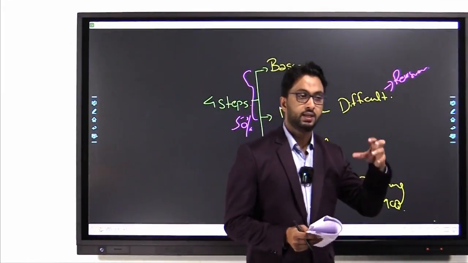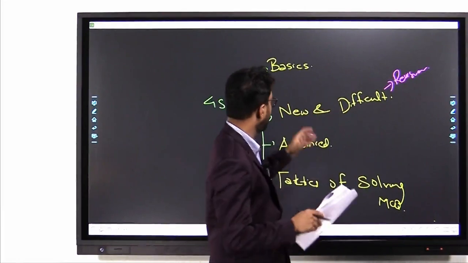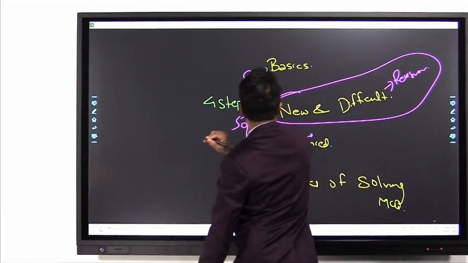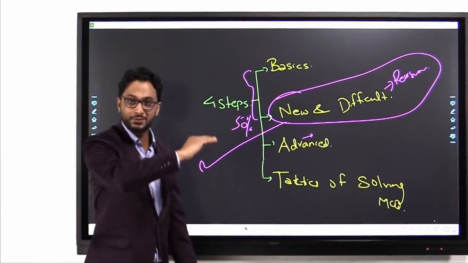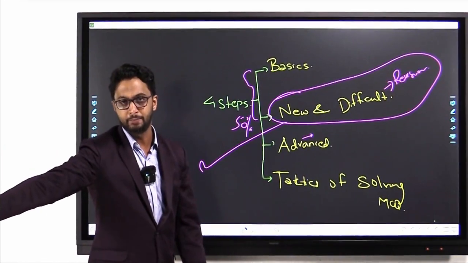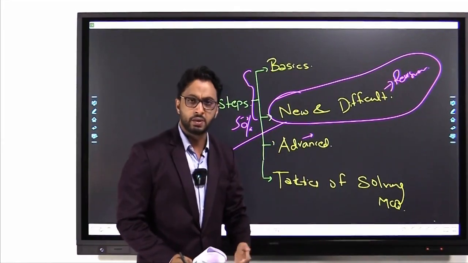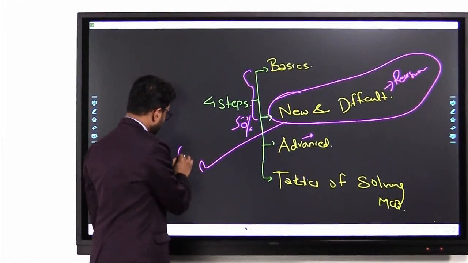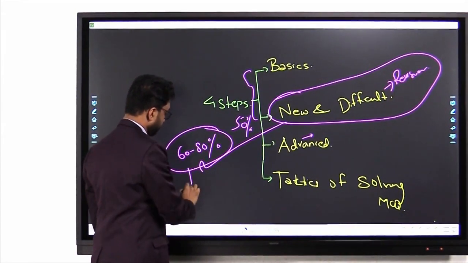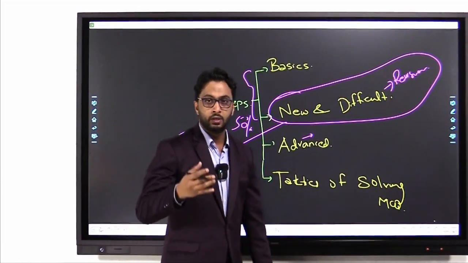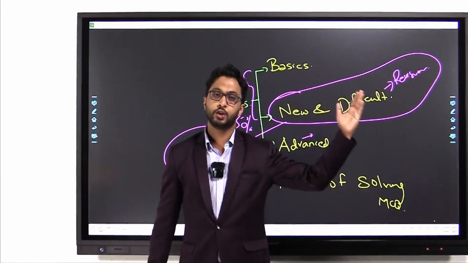Once your concepts are clear and your new and difficult areas start becoming clear, when will this area become perfect? Never. New and difficult areas will never be perfect. You can perfect your basics, but you can't perfect this area, even during the exam. But at least, as I told you, you can do a good bit of this, 60 to 80%, or even 90% by the exam. It will take the entire revision phase till your exam to perfect this.